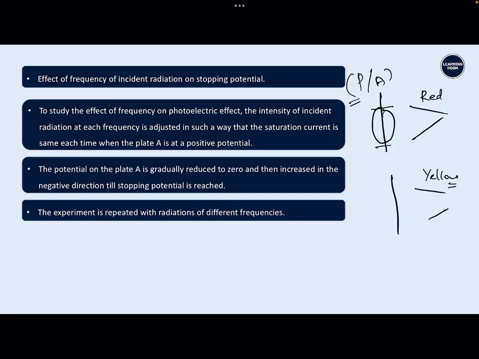Okay. To study the effect of frequency on the photoelectric effect, the intensity of the incident radiation at each frequency is adjusted in such a way that the saturation current is same each time when the plate A is of positive potential.